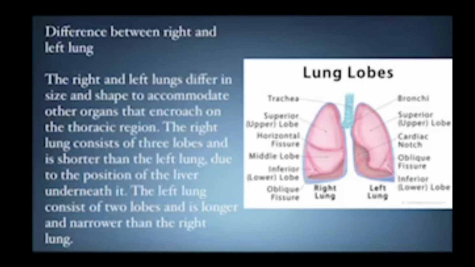The right and left lung differ in size and shape to accommodate other organs that encroach on the thoracic region. The right lung consists of three lobes and is shorter than the left lung due to the position of the liver underneath it. The left lung consists of two lobes and is longer and narrower than the right lung.